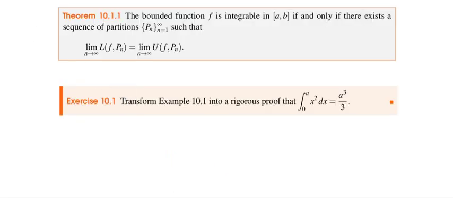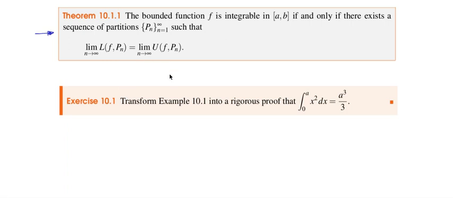So let's see. From our heuristic construction that we were using at the beginning, we can derive this theorem that is very important in many applications. The bounded function f is integrable in [a, b] if and only if there exists a sequence of partitions Pn such that the limit when n goes to infinity of L is equal to the limit when n goes to infinity of U with respect to Pn.